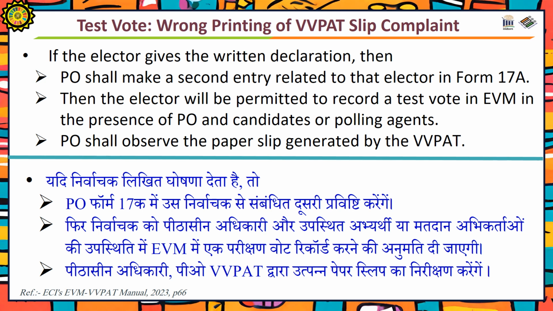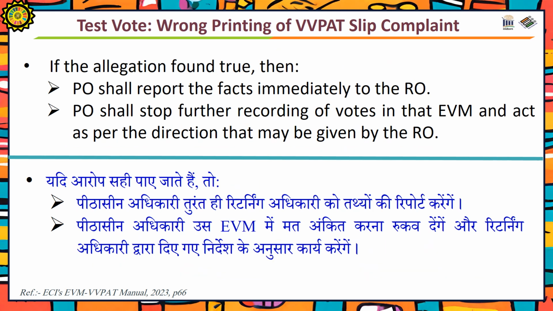Presiding officer shall observe the paper slip generated by the VVPAT. If the allegation is found true, then the presiding officer shall report the facts immediately to the returning officer. Presiding officer shall stop further recording of votes in that EVM and act as per the direction that may be given by the returning officer.